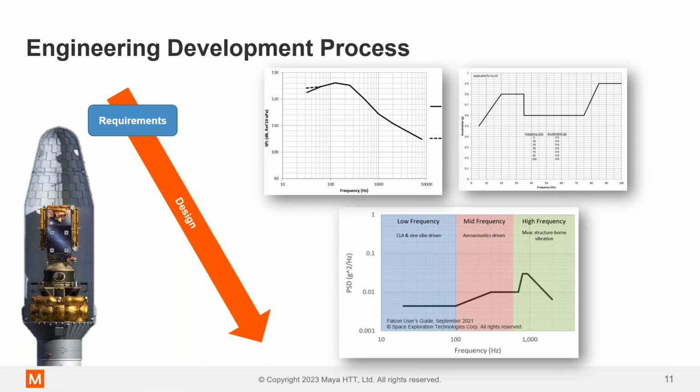Oftentimes you'll get specs that come from launch guides. They'll give you the acoustic specs, they'll give you a sine vibe, and then a random vibe spec as well. And you can see here, a lot of times low frequencies are driven by your steady state accelerations, your sine vibe. That's why often in sine vibe, we only test to about 100 hertz in the space industry. Aeroacoustics are driving a lot of your mid frequencies, and then structure-borne vibration for the higher frequencies. So you've got your requirements there.